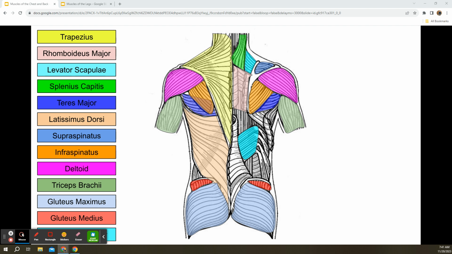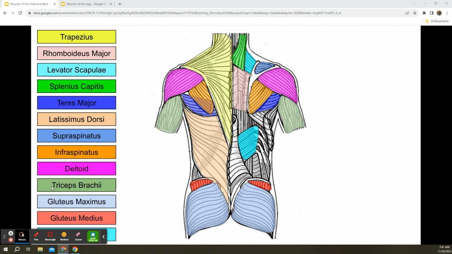So again, abduction is referring to moving a limb away from your body's midline. Adduction is moving it towards your midline. Now, with the triceps brachii, that would be our next muscle that we can see posteriorly. So again, we have three different heads based on the terminology of the name.